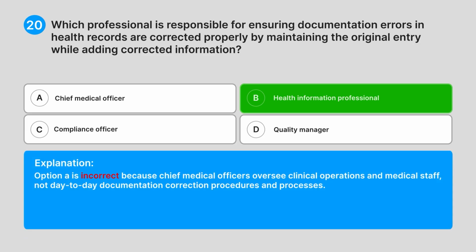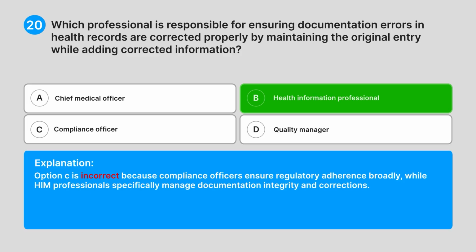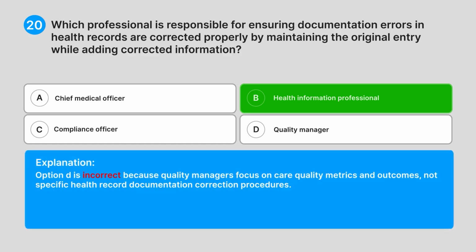Option A is incorrect because chief medical officers oversee clinical operations and medical staff, not day-to-day documentation correction procedures and processes. Option C is incorrect because compliance officers ensure regulatory adherence broadly, while health information professionals specifically manage documentation, integrity and corrections. Option D is incorrect because quality managers focus on care quality metrics and outcomes, not specific health record documentation correction procedures.